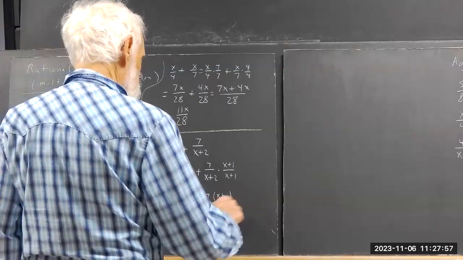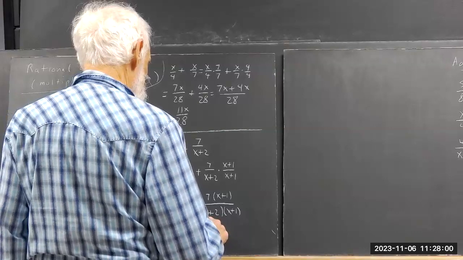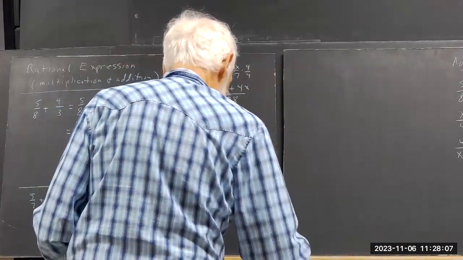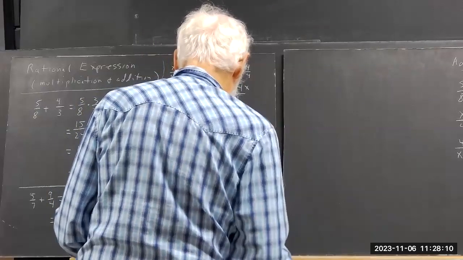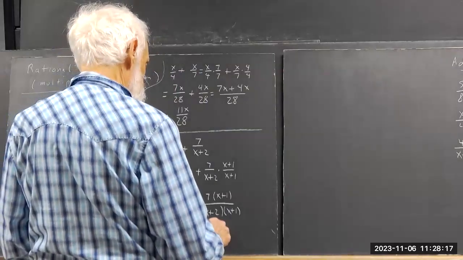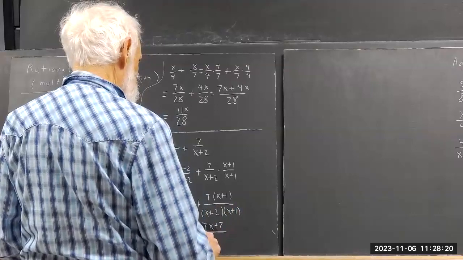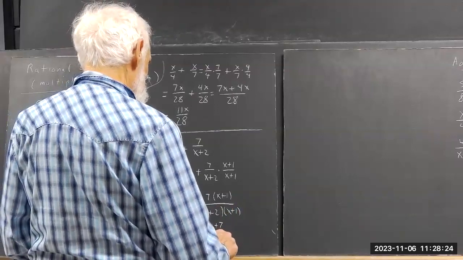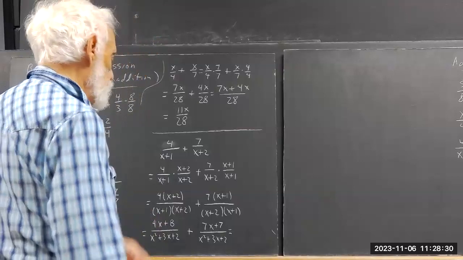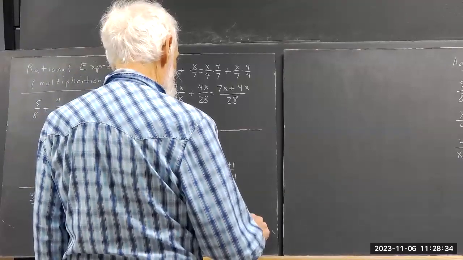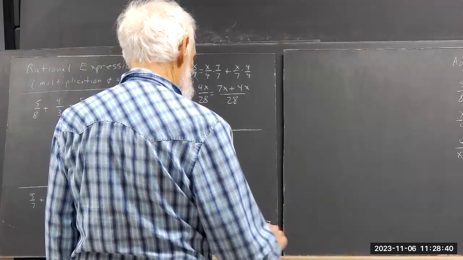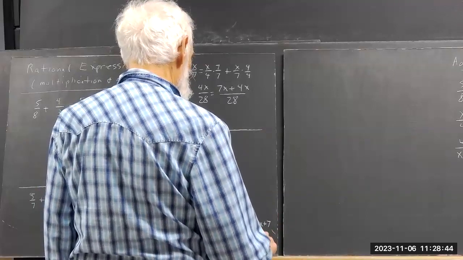Anyhow, we go ahead and multiply the 7 times the x plus 1. We get 7x plus 7. And the denominator is again x squared plus 3x plus 2. Well, what's that equal? Now that equals 4x plus 8 plus 7x plus 7, all divided by x squared plus 3x plus 2.